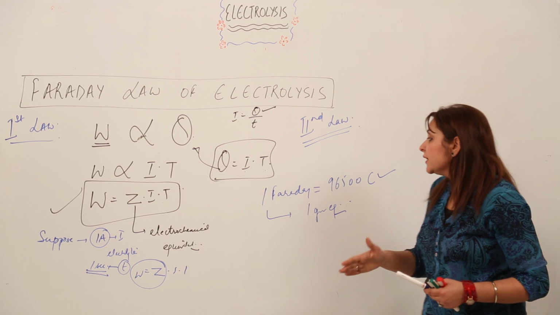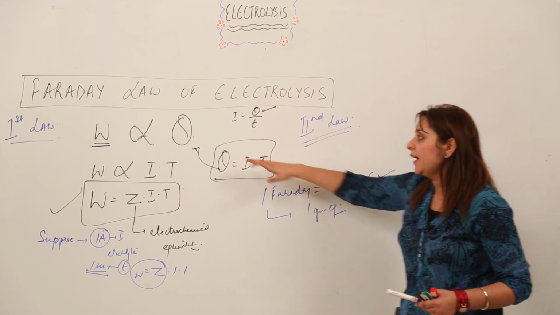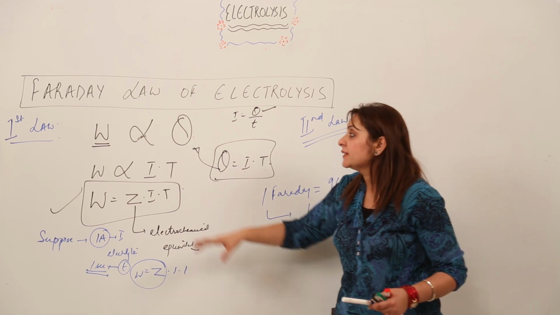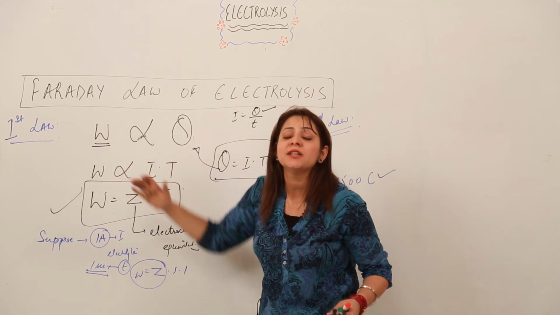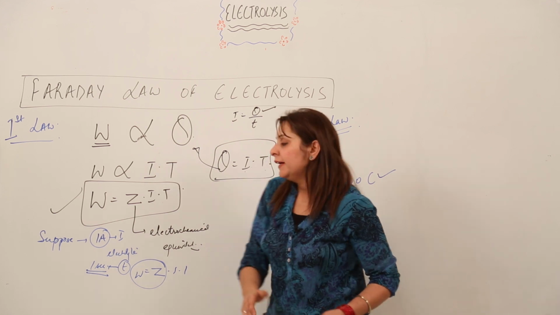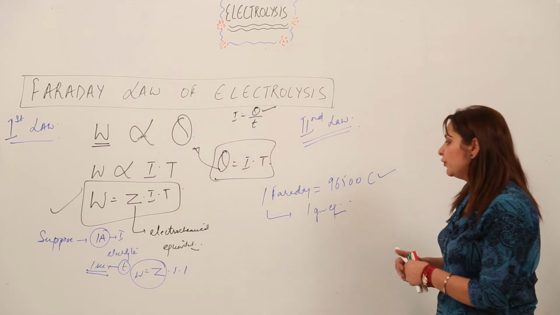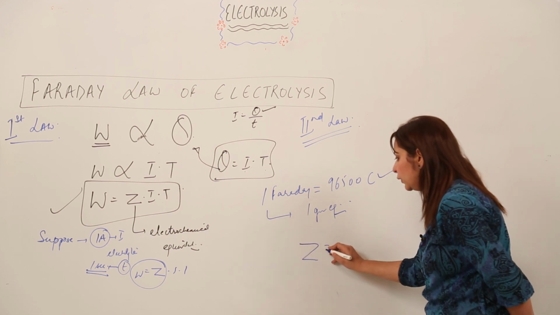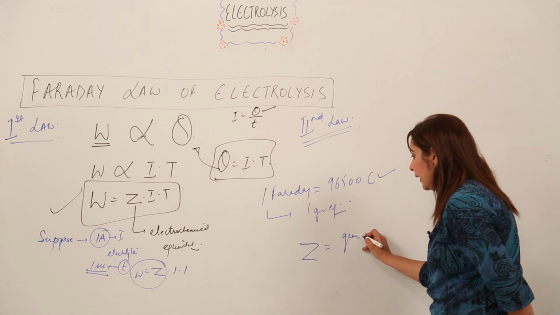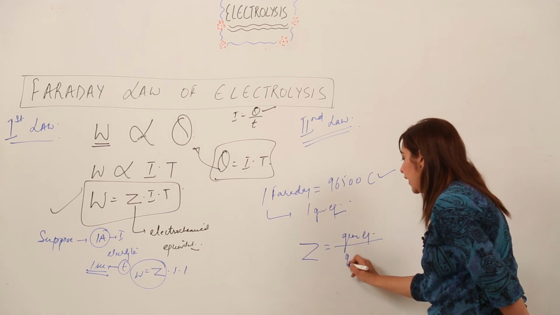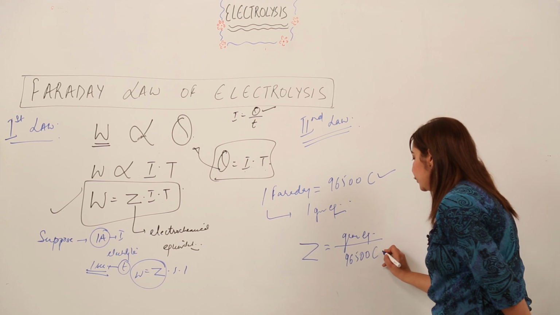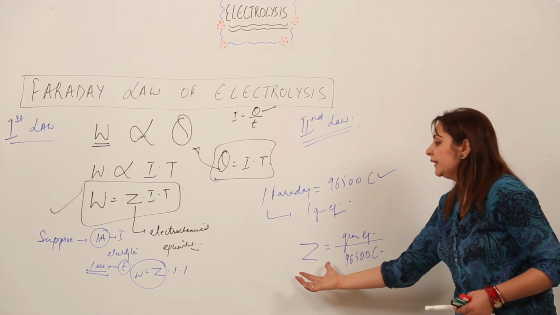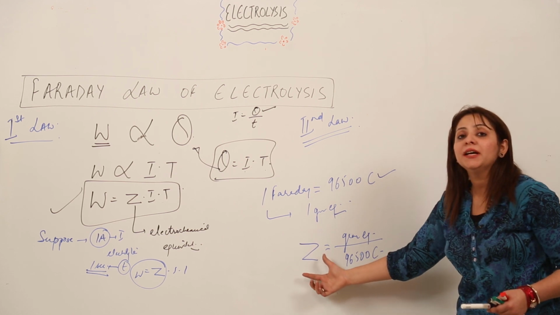So when 1 Faraday of electricity, that means 96500 coulomb, is passed, how much weight of substance do we get at the electrode? It is equal to 1 gram equivalent. So how do we calculate the electrochemical equivalent? Z is equal to the gram equivalent divided by 1 Faraday, that is 96500 coulombs. So by this law we can calculate the value of electrochemical equivalent.